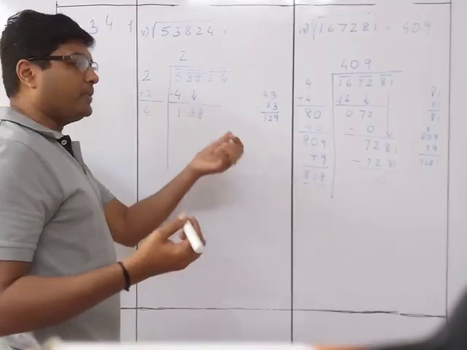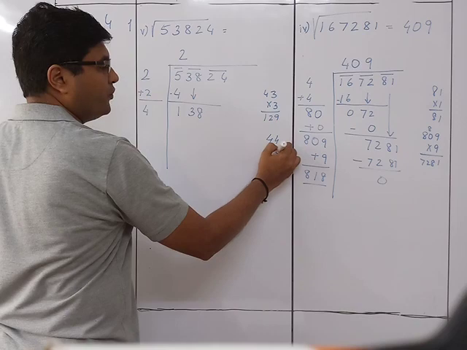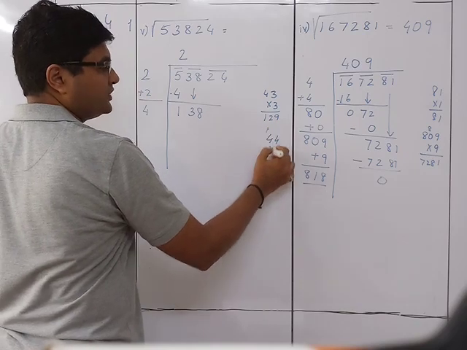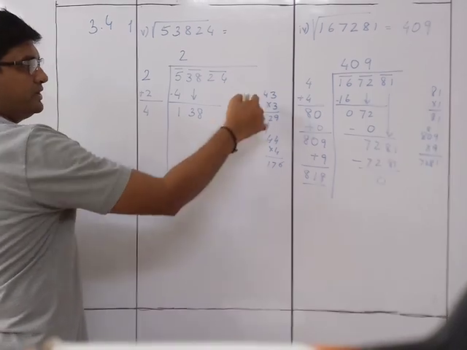You can try 4, but you'll find that 4 will be greater than this. You can see 44 into 4. 4 4s are 16, 4 4s are 16, 17. So it is 176. So not possible. So this is the correct thing.